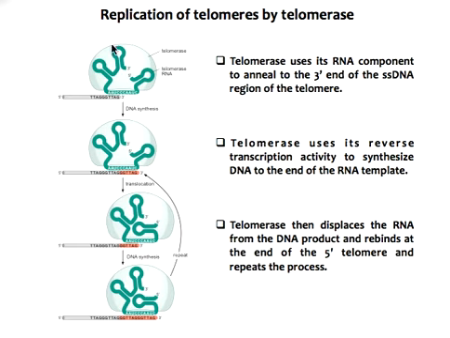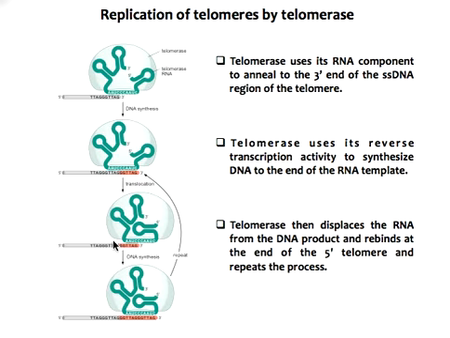Here's the picture now. This is a telomerase enzyme. Here you see the telomeric RNA component. This anneals to the part of a single-stranded DNA. So there are 4 base pair annealing, and then this existing 3' hydroxyl group is extended by this telomerase enzyme machinery. The telomerase uses its reverse transcription activity to synthesize DNA to the end of the RNA template. This red portion is the DNA, and then the telomerase displaces the RNA from the DNA product and rebinds at the end of the 5' telomere.